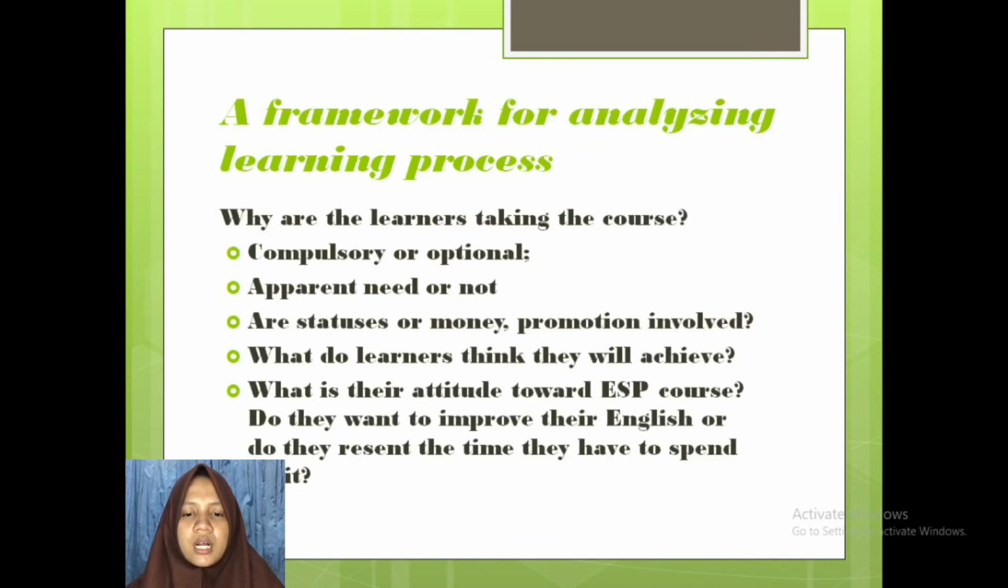A framework for analyzing the learning process. Why are the learners taking the course? Compulsory or optional? Apparent need or not? Are status or money promotion involved? What do learners think they will achieve? What is their attitude toward the ESP course? Do they want to improve their English or do they resent the time they have to spend on it?